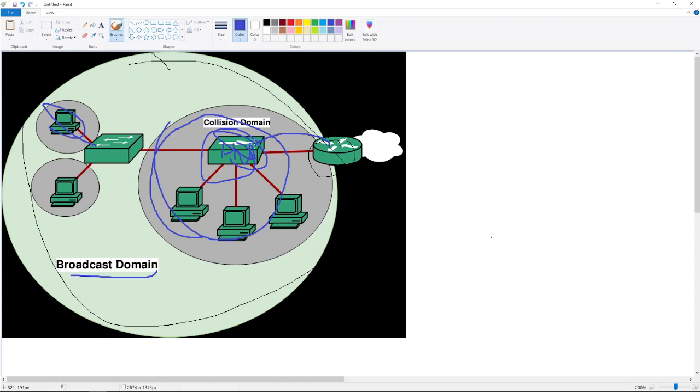And then this router link would be its own collision domain. Same thing with this one. So I think technically over here we have, let me select red, 1, 2, 3, 4, and then 5 collision domains, right? And then the broadcast domain would be this entire thing.